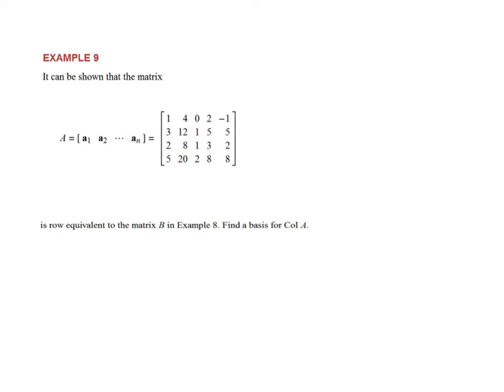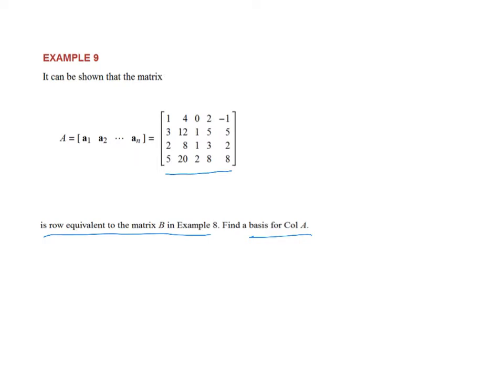In this next example 9, we're given a much more ugly looking matrix that is not in echelon or reduced echelon form. So we have this matrix A, and they tell us that it is row equivalent to the matrix from example 8, the previous example, the one that we just had. And it says find a basis for the column space.